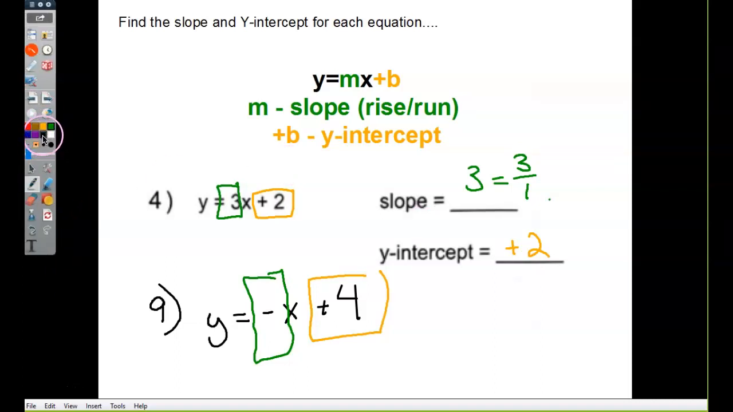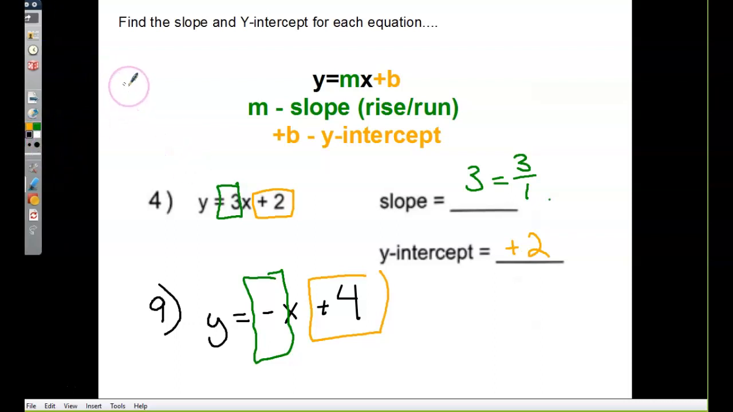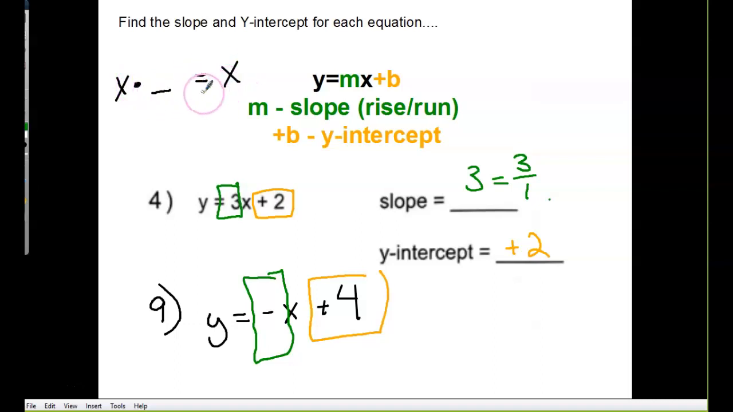So what I want to do is I want to ask you a question. I'm going to propose for you: x times some number equals x. What can I multiply x by that equals x? Well, that's 1. I can multiply x times 1 and it equals x. So then x times what number equals negative x? Well, that's just negative 1. If I multiply x times a negative 1, I get negative x. So this negative x is actually implying a negative 1. So my slope in this case would be negative 1 over 1. And that's how you get that.